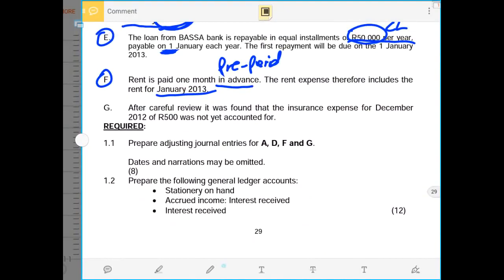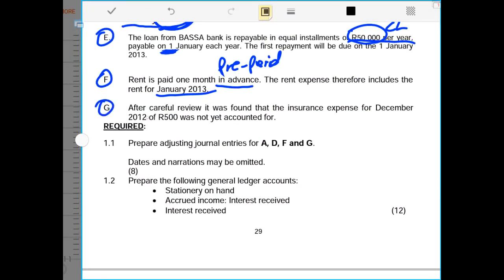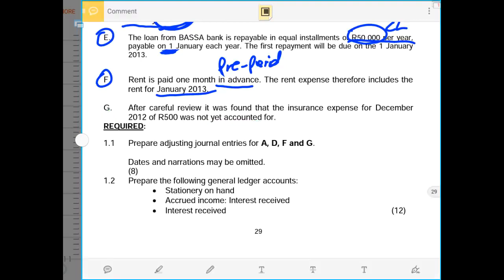Then after we are under number G, and number G says, after careful review, it was found that the insurance expense for December 2012, 500, was not yet accounted for. So now it means 500 of the expense was accrued. They say it was not yet accounted for. That means not yet paid. Therefore now, the 500 becomes accrued expense that will have to be recorded under our insurance expense. So now that will be accrued expense of 500 by the end of the current accounting period.